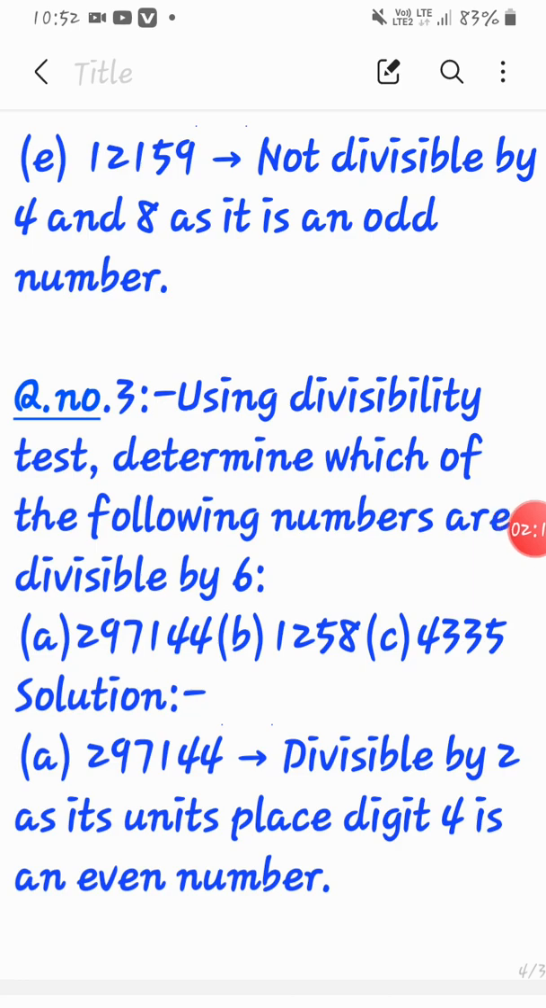Then E, 12,159. The last two digits, 59, are not divisible by 4 or by 8, since 59 is an odd number. So 12,159 is not divisible by either 4 or 8.